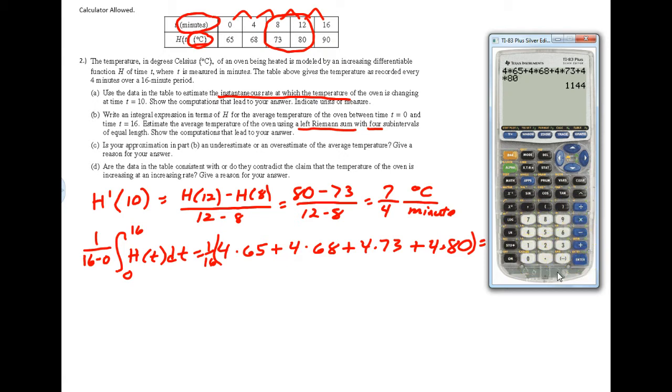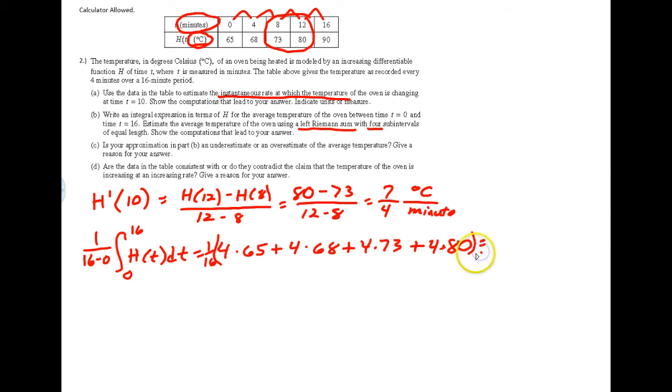Now, if you hit enter here, you get 1144. Hopefully, you're not giving that as your answer because that is not the average temperature. If you divide by 16 or multiply by 1/16, you get 71.5, which seems like a pretty reasonable average temperature given these values.